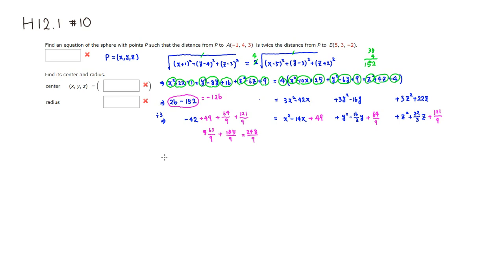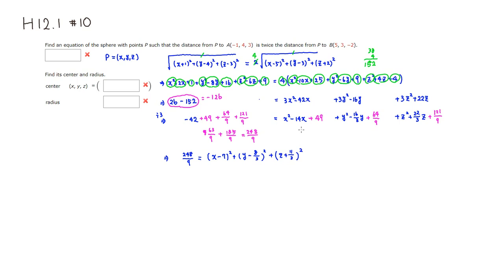Maybe I should write that down. So here you're going to have 248 over 9. It's not very pretty, but this is going to be equal to, if you complete the square, x minus half of that number, which is 7, squared, plus y minus half of that number, 8 over 3, squared, and the last one is z plus half of that number, 11 over 3, squared.